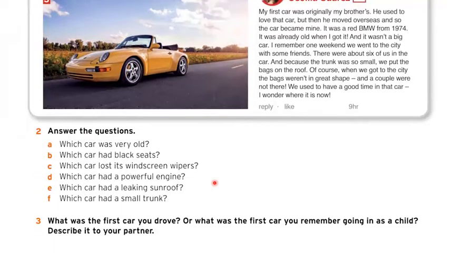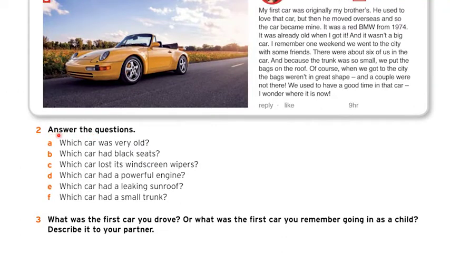All right. Now, in exercise number 2, we have to answer the questions. So here we have these questions. Which car was very old? Which car had black seats? So try to answer them without looking back at the lecture. And when you finish, check your answers with the lecture, okay?